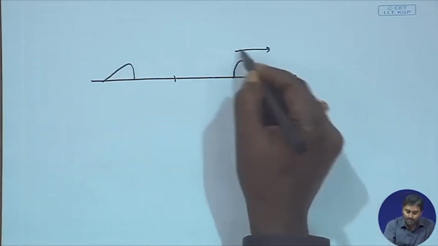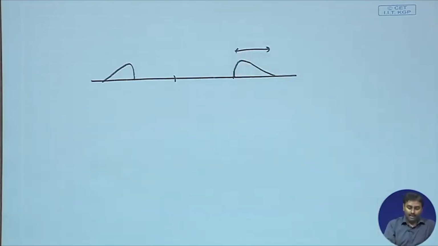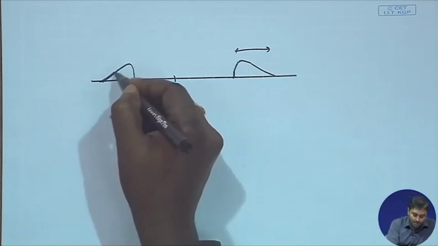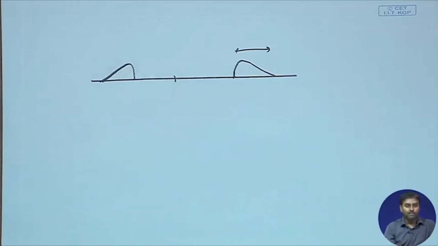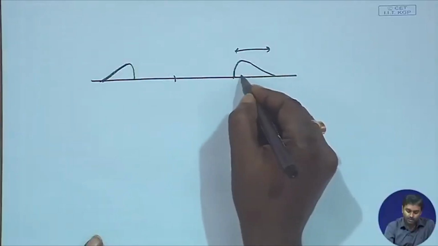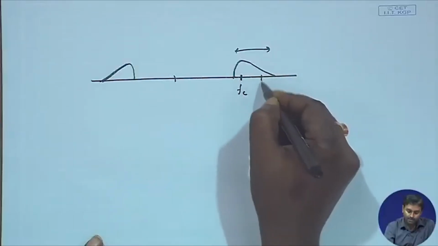And this is the band where it is defined. Now, I want to have a quadrature and in phase representation. What I will do first? I will choose a FC. Now, carefully check, I can choose the FC over here, I can choose the FC over here.